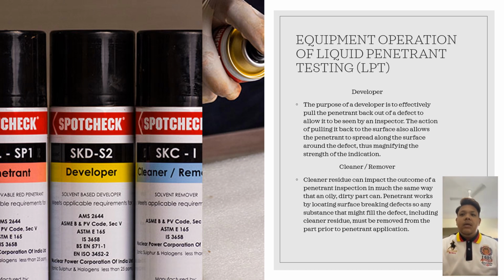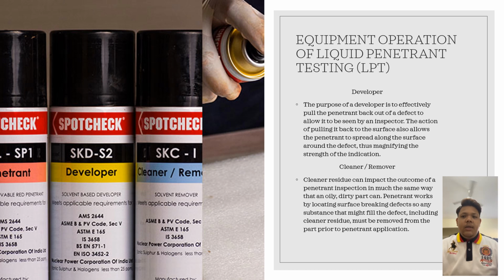Okay, next for the equipment operation of liquid penetrant testing, we have a developer. The purpose of a developer is to effectively pull the penetrant back out of the defect to allow it to be seen by an inspector. The action of pulling back to the surface also allows the penetrant to spread along the surface around the defect, thus magnifying the strength of the indication.